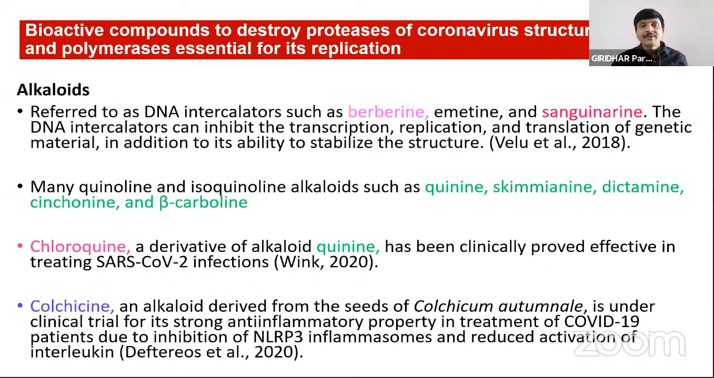As I mentioned earlier, the S1, S2 parts of the spike protein bind to these ACE2 receptors, and fusion and subsequent penetration into the cells is the stage where these alkaloids are reported to have a very good response, especially berberine. A good number of plants produce berberine. In fact, Tinospora does contain a very high quantity of berberine, along with barberry fruits and other plants. Similarly, emetine and sanguinarine. Because these three metabolites are also known as DNA intercalators, probably because of this function, they may be effective. Similarly, quinolines like isoquinoline and alkaloids like quinine, cinchonine, dictamnine, and beta carbolines are also reported to be very effective at this entry level, especially beta carboline. Even coffee contains beta carboline to a greater extent.